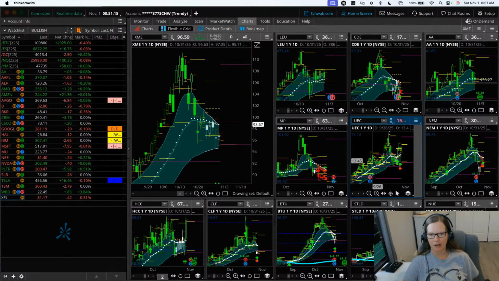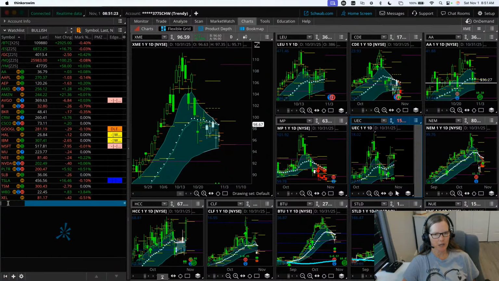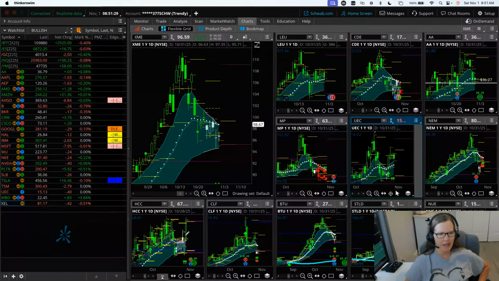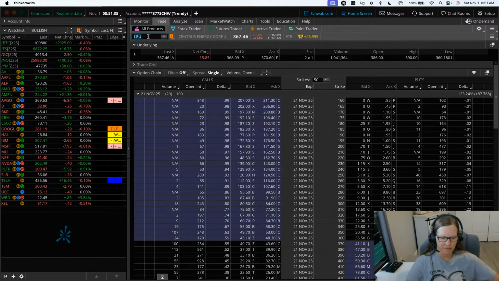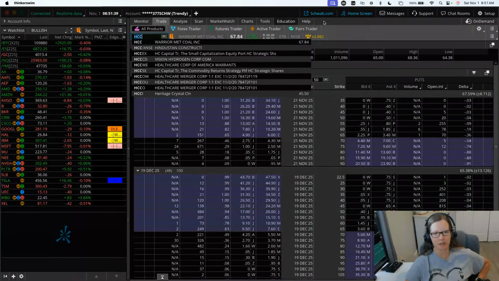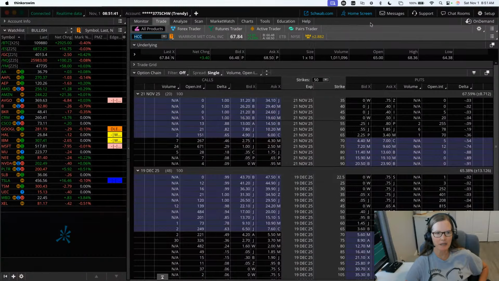Let's look at uranium here. That one's going to make my list. Here's my buy zone. That would be in the cloud. Uranium's on here. UEC, just like that. HCC, I'm not familiar with enough to know if it has liquidity and affordability for me.